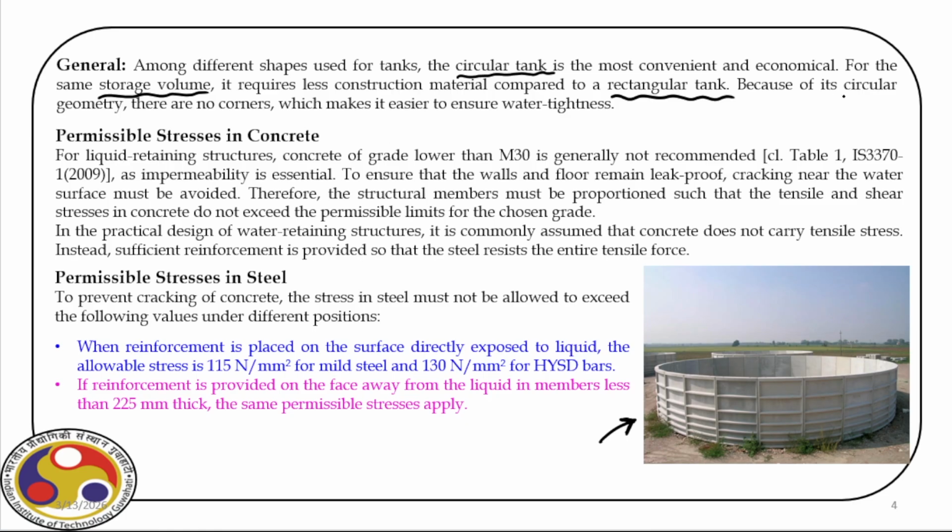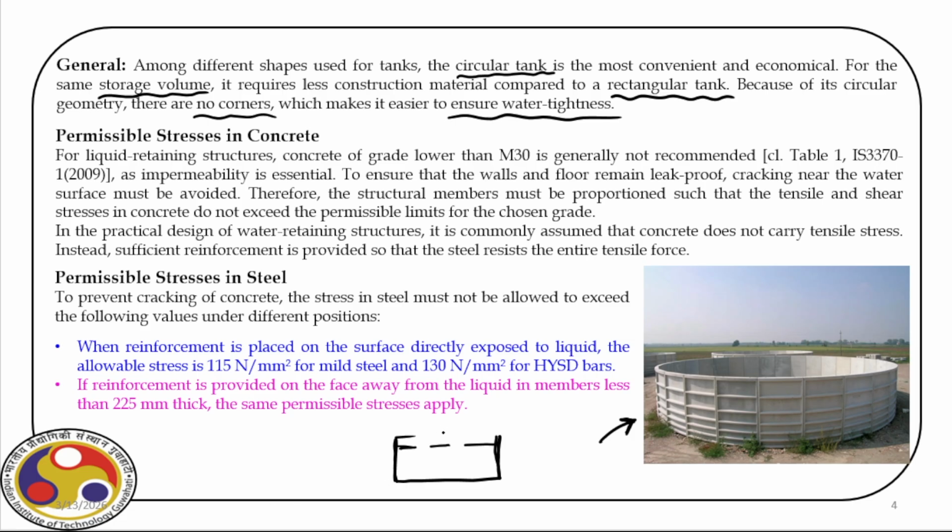Not only that, the geometry of the circular tank is also beneficial because it has no corners, no sharp corners, and therefore it is easier to ensure watertightness, right? And as you can see here, these type of tanks, they have a base and then above ground, this is the storage tank.